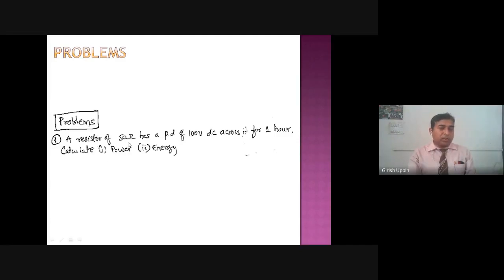So they have given the resistor. The first task is to draw the circuit diagram. You draw a resistor, and across the resistor the potential difference is 100 volt. So they have given the resistance and the voltage across it, and it is applied for 1 hour. What would be the power? Calculate. Which formula will you use in this case to calculate the power?